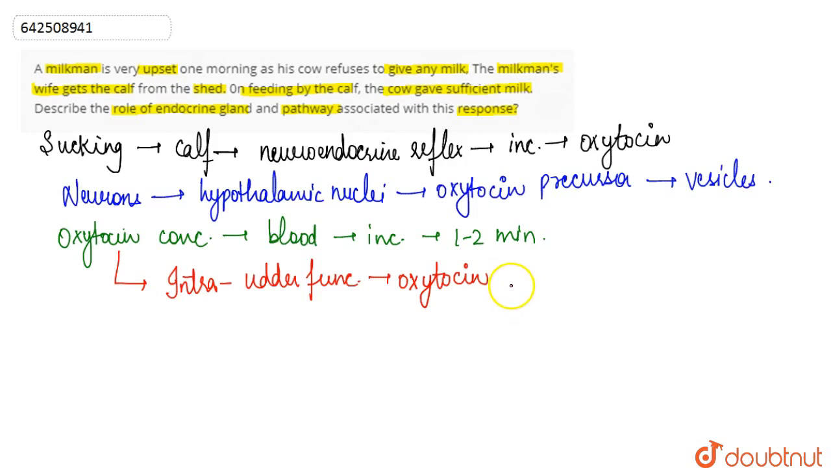So it can be summarized in a way that the sucking stimulus at the udder leads to a signal to the brain and hypothalamus, followed by the neurohypophysis, wherein the level of oxytocin in the blood increases, which leads to the contraction of the smooth muscles of the udder and leads to the milk flow. So this is how the response is produced in this case.